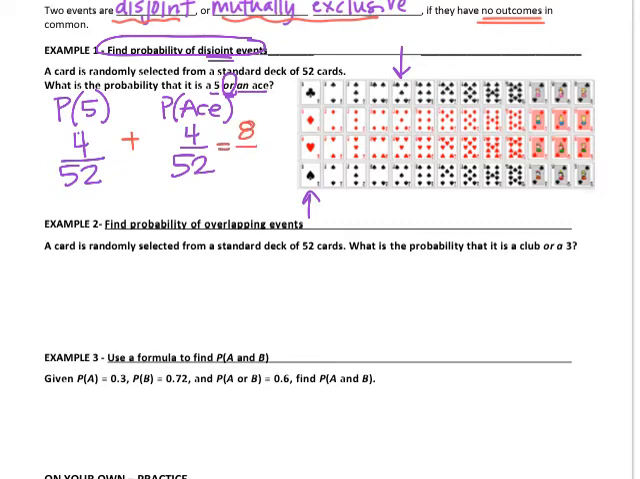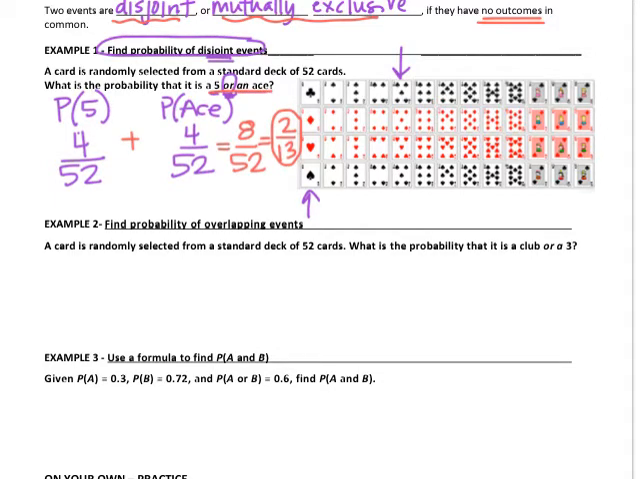And so the probability of drawing a 5 or an ace is 8 out of 52. However, we need to reduce that, because we don't want to leave our probability in a non-reduced state. So when we reduce that, 4 goes into 8, 4 goes into 52, and my probability is 2 over 13, or 2 out of every 13 cards could be a 5 or an ace.